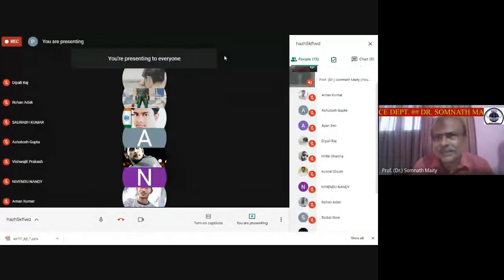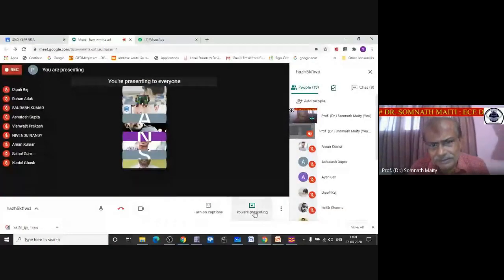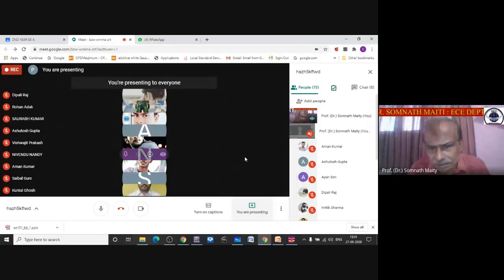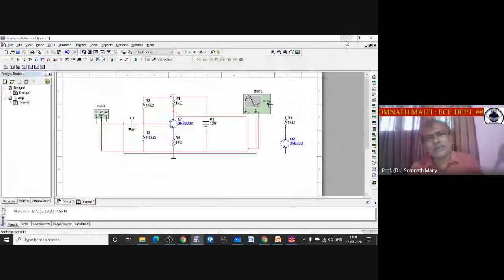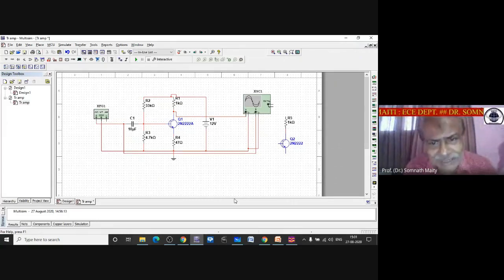Amplification means the signal at the input is multiplied by a constant factor. Suppose you have applied a signal with a peak to peak value of 1 volt. If you want to amplify it by 10 times, then the output peak to peak value will be 10 into input. Gain multiplied by input, that will be the output.